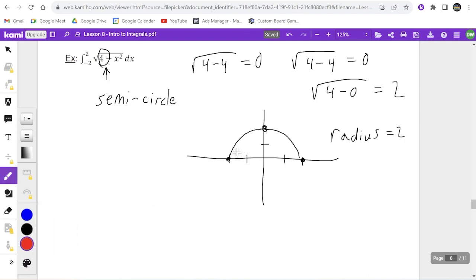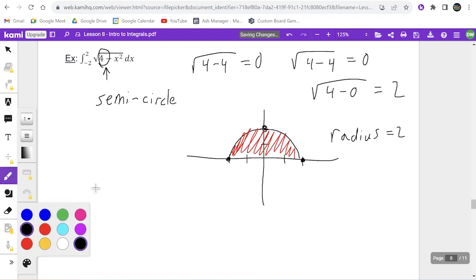And so now if I want the area from -2 to +2 of this shape, which again is a semicircle, who here knows the area of a circle? Oh, sorry, I meant semicircle. Who knows the area of a semicircle? It's going to be half pi r squared.